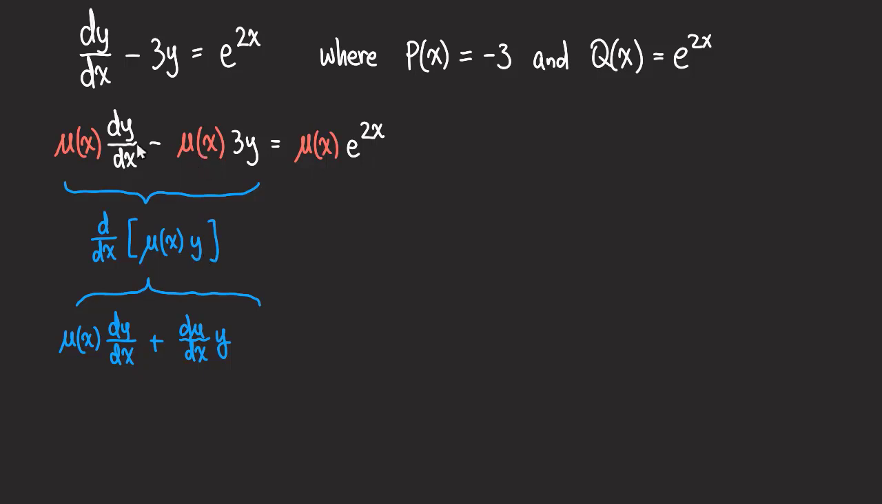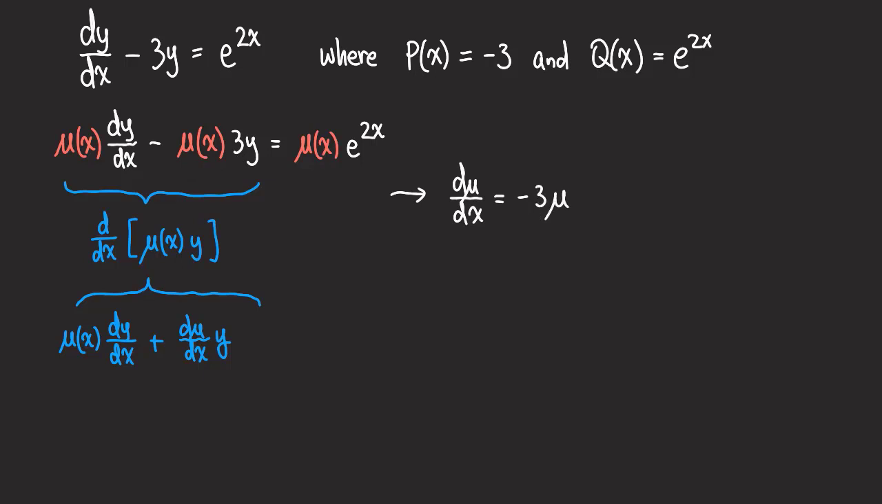Now we can compare the two expressions and see what we get. The first terms are exactly the same: we have mu of x times dy over dx. For the second term, they both have a y, so we only need to match the stuff that is attached to the y. The original equation has negative 3 mu of x, and here we have d mu over dx. By doing the matching, we simply get d mu over dx is equal to negative 3 mu of x.